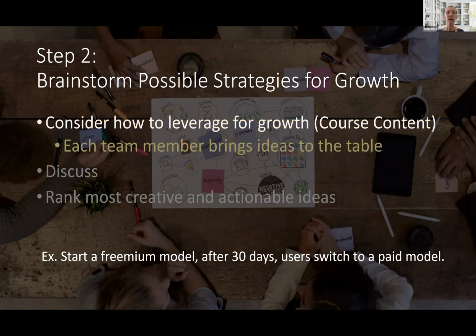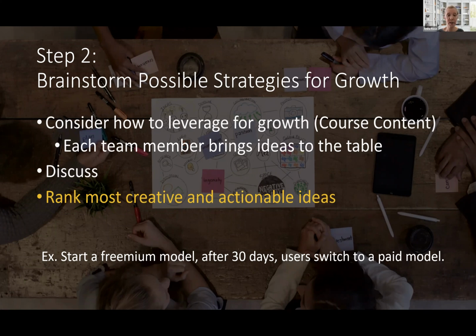And then each member brings their ideas, and then you have some type of a discussion, and then you rank the most creative, and everyone decides this is the way we should move forward. So it's sort of like brainstorming your team's suggestions for growth. And some of you may wind up having the same information anyway as you've been moving along.